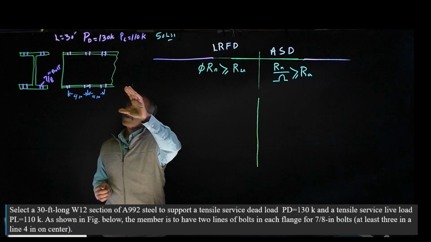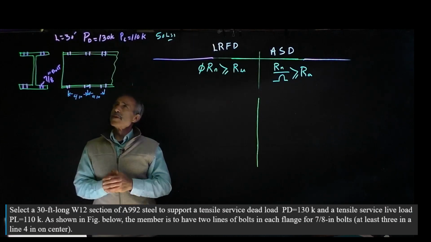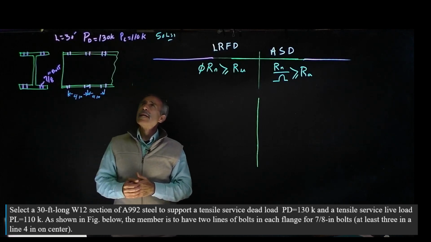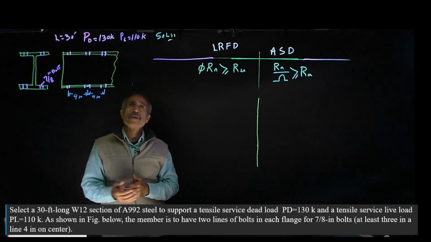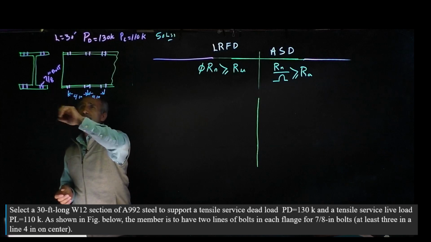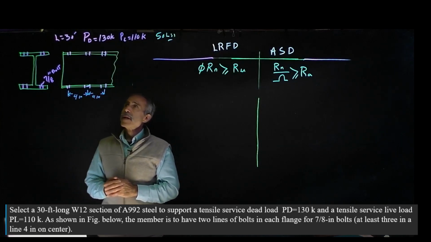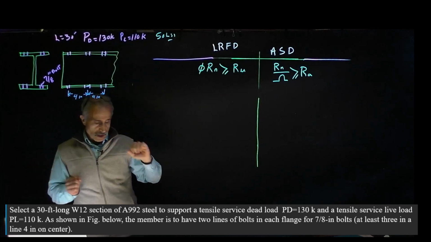So now we have this problem, which is a tension member. The length is 30 feet, using a W12, and they give you a dead load of 130 kips and a live load of 110 kips. Steel is 50 ksi. The bolt diameter is 7/8, with 4-inch spacing between them. One of the first things we're going to do is calculate the applied load.